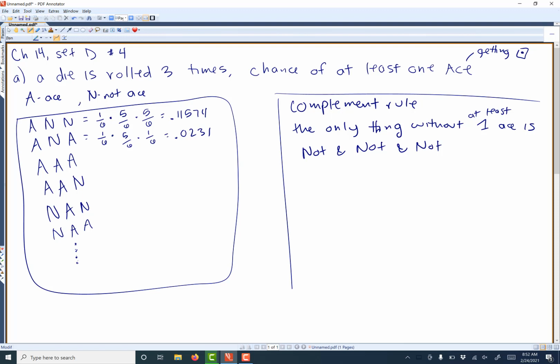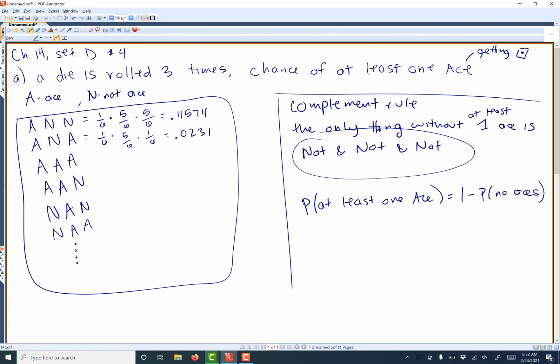So it turns out that there are a lot of possibilities that have at least one ace, but there is only one possibility that doesn't have at least one ace. So the probability of at least one ace is going to be equal to 1 minus the probability of no aces, because that's just going to be a lot faster to find. And so every time it's at least one anything, you can just do 1 minus the probability of none. Because that's always the opposite. If you want at least one, the opposite of that is none.